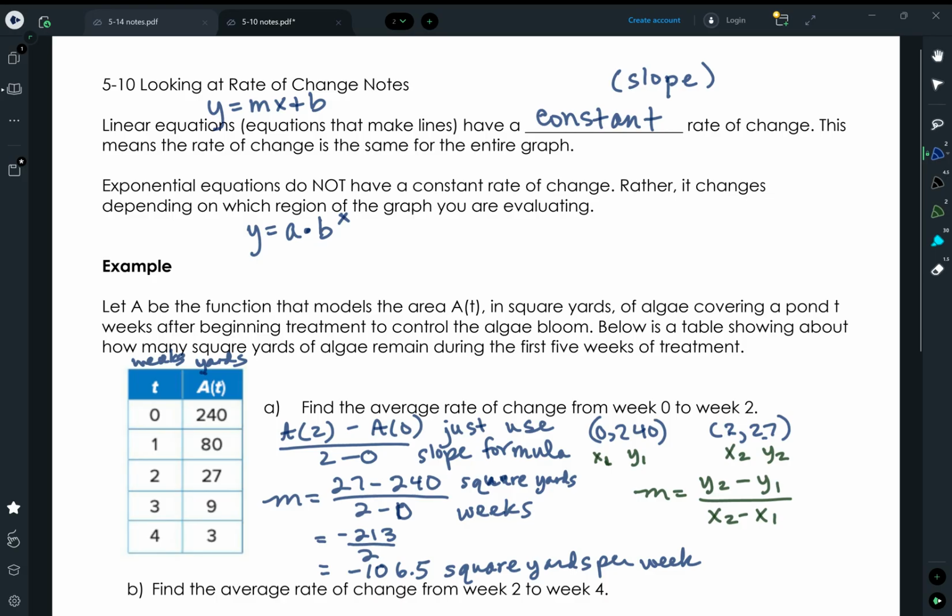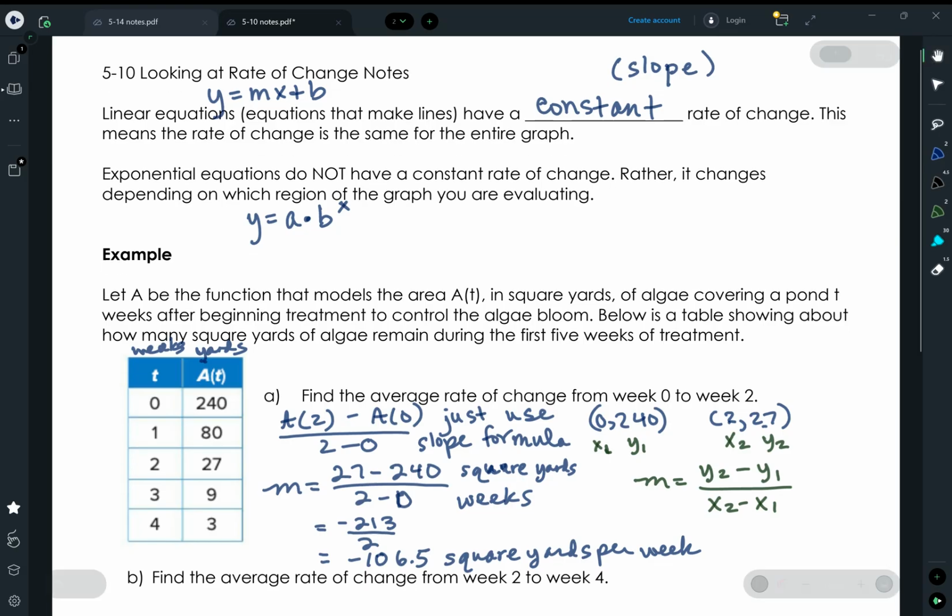So we didn't really lose 106 per week, did we? The first week we lost, it looks like 160. The second week we only lost, I don't know, 50 something. But on average, we lost 106.5 square yards per week. So that's why it's called average rate of change. We're kind of averaging it together.